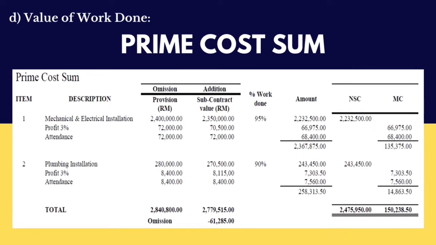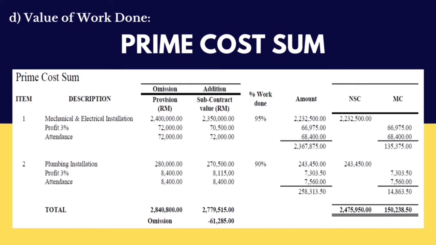Calculation of work done for prime cost sum. Prime cost sum is the value of work done by the specialist. For this calculation, there will be separate columns for nominated subcontractor and main contractor. Let's look at the example given, mechanical and electrical installation. To obtain the net amount, the value in subcontract, 2,350,000 ringgit Malaysia, will be multiplied by the percentage of work done, 95%, which equals 2,232,500 ringgit Malaysia and will be inserted in the nominated subcontractor column.